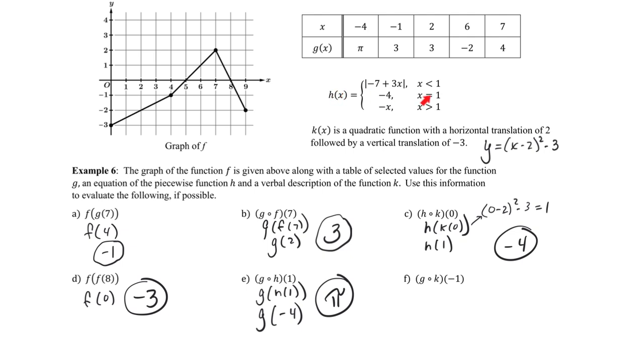All right, so on E, I had to start with h of 1. So I go to my h function. 1 is -4. So I put -4 in there. I'm doing g of -4. I go up to the g, find the input of -4. My output is pi, so I get pi.